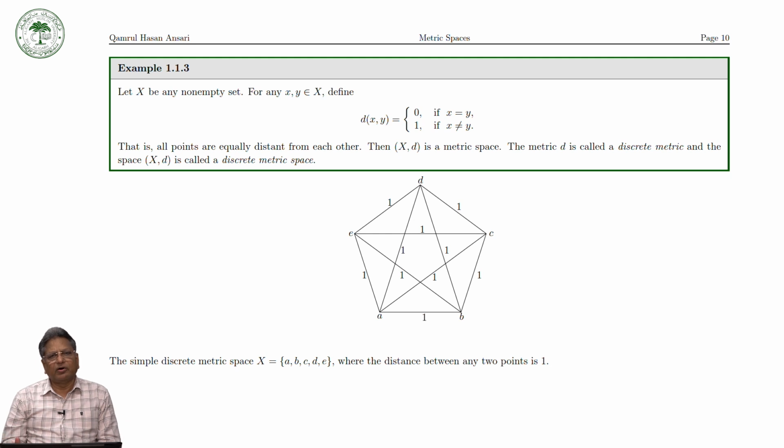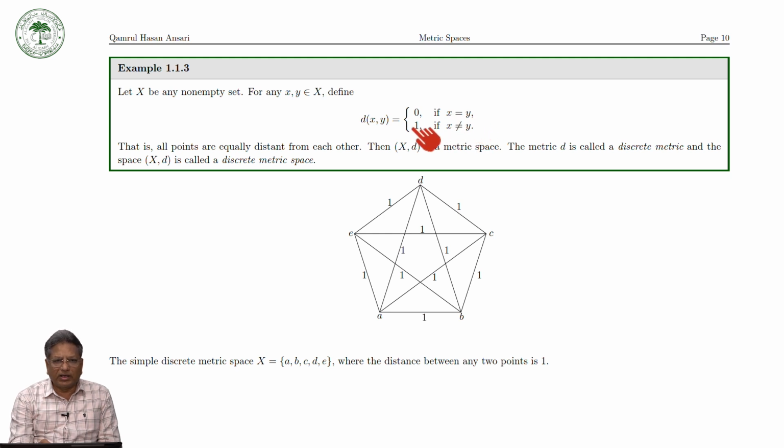Now today we will see some other examples of a metric or a metric space, some other examples of a metric on a non-empty set X. Let us take any non-empty set, and then we define a metric d(x,y) equal to 0 if x is equal to y, that is to say the value of d(x,y) is 0 if x and y are the same, and the value of d(x,y) is 1 if x is not equal to y.